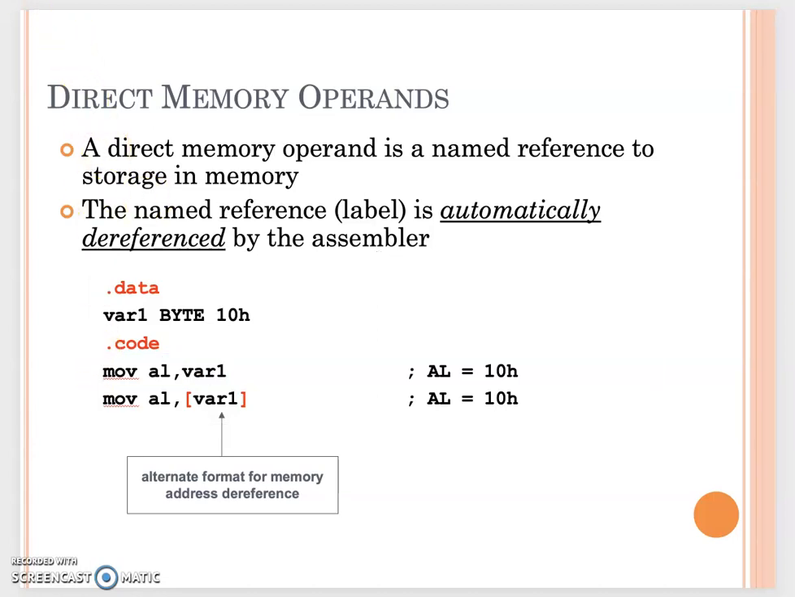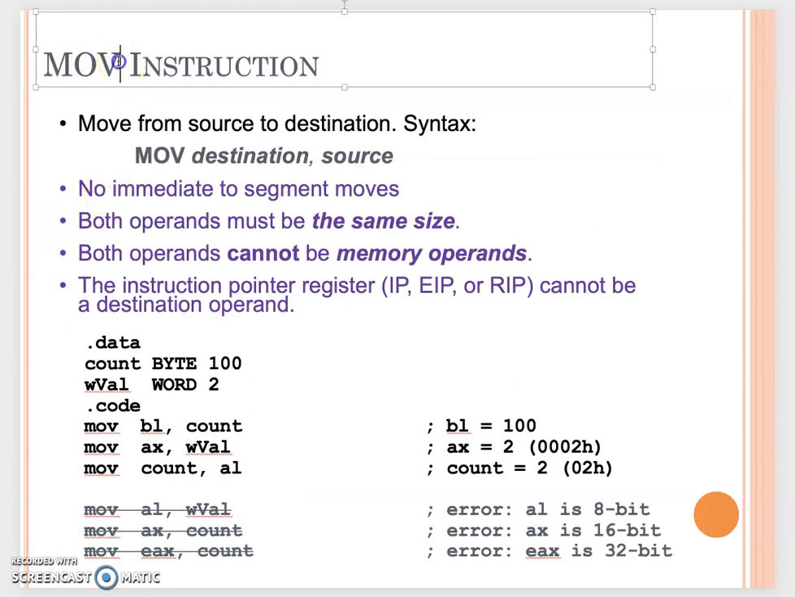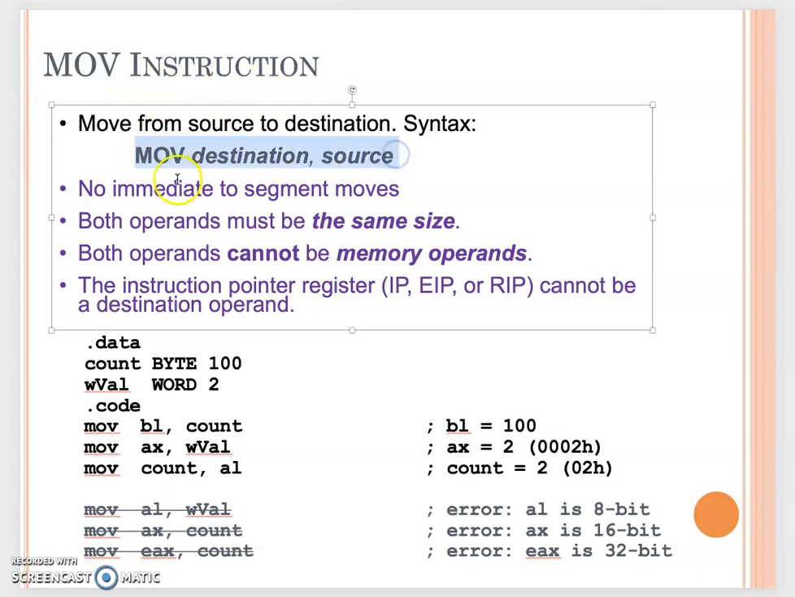Okay, let's continue to introduce different instructions. Let's talk about the move instruction. I know we started using move in chapter 3, but now let me really show you in detail how the syntax works. You have your move instruction, then you have 2 operands. Of course, the first operand is the destination. The second one is the source. So we move the value from the source to the destination.